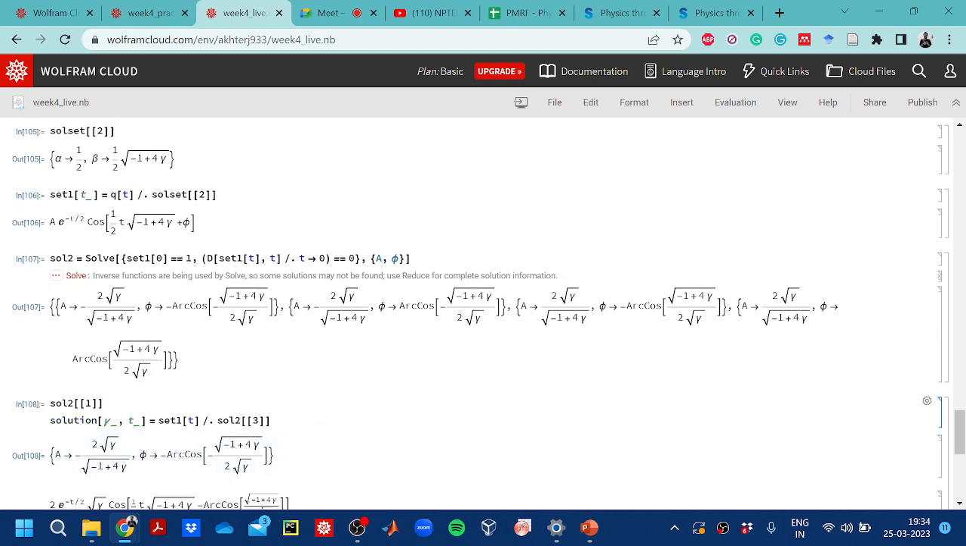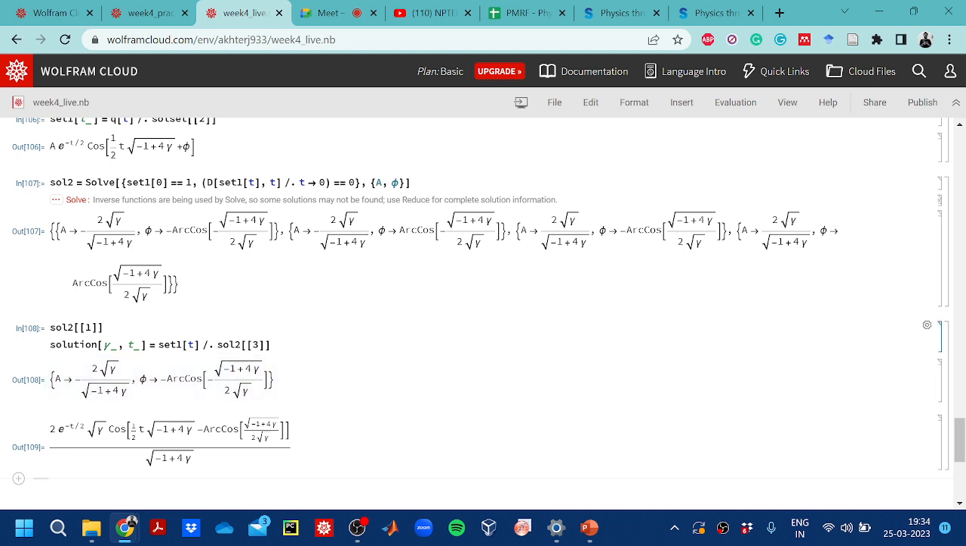So what will be our first solution? This is our first solution. If we write down 2 here, this is our second pair of solutions. If we write down 3 here, this is our third pair of solutions. And if we write down 4 here, these are the fourth pair of solutions. So we can work with any one of them.